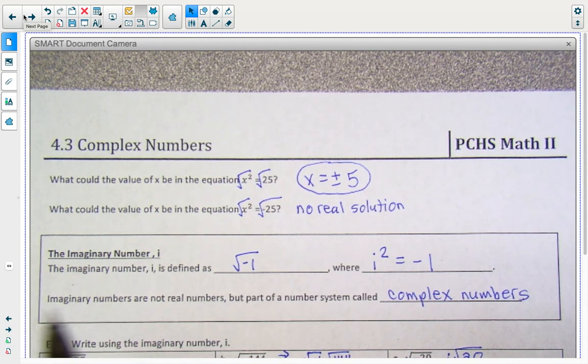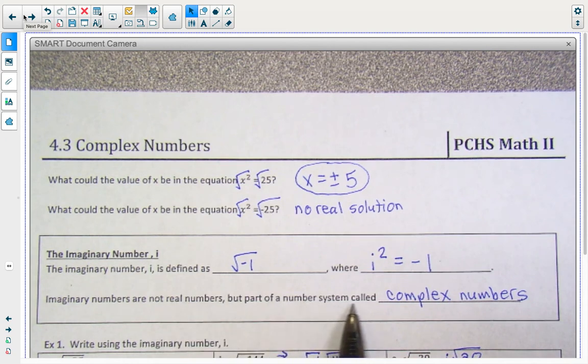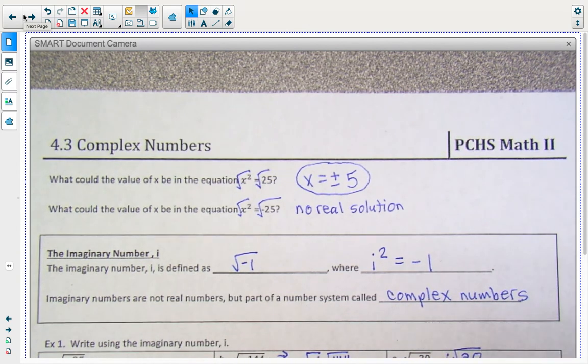All right, so imaginary numbers are not real numbers, but part of a number system called complex numbers. So complex numbers is going to be the overall arching umbrella of all the different types of numbers that we know. So we're going to add this with our rational numbers, integers, whole numbers, irrationals, etc. So we'll add that in today since we'll know about complex numbers.